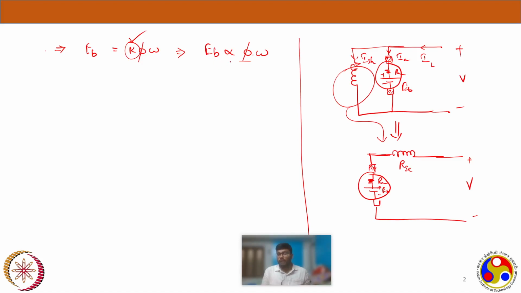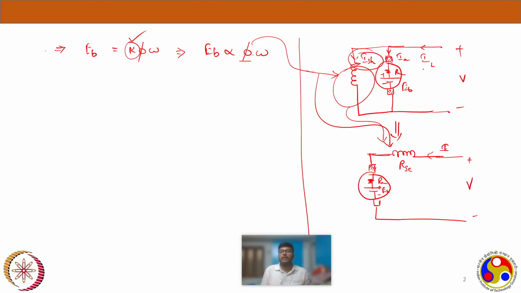Whatever current flows through this field winding decides this flux. Here the current flowing through the field winding is ISH, and here the current flowing is I.